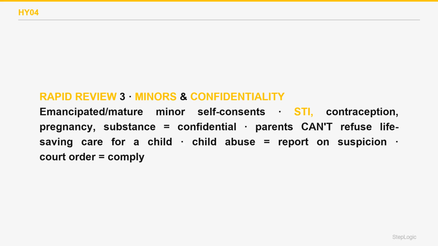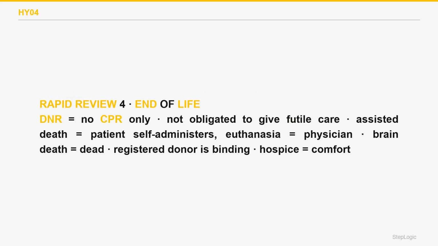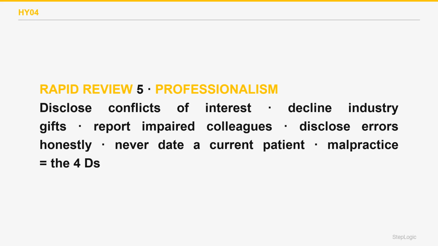Minors can self-consent for the sensitive exceptions, but parents can never refuse life-saving care for their child. Report suspected child abuse. No proof needed. DNR limits only resuscitation. Withdrawing unwanted treatment, including artificial nutrition, is a patient's right, not euthanasia. Be transparent, disclose conflicts and errors, report impairment, and never cross the boundary with the current patient.